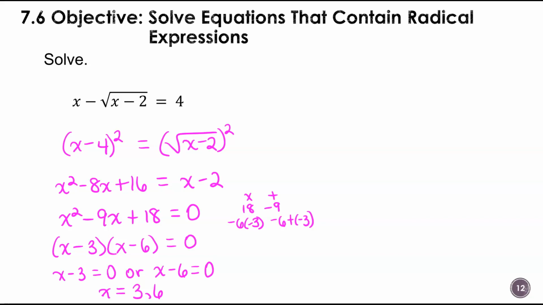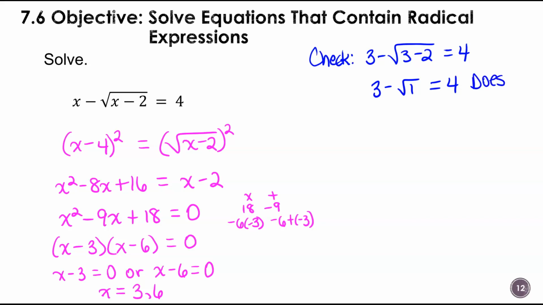So we have to go back and check this in the original equation. Right, so let's check the 3. So that would be 3 minus the square root of 3 minus 2 equals 4. So 3 minus the square root of 1, which is 3 minus 1, right? So this does not check. All right, so that means that 3 is not a solution.